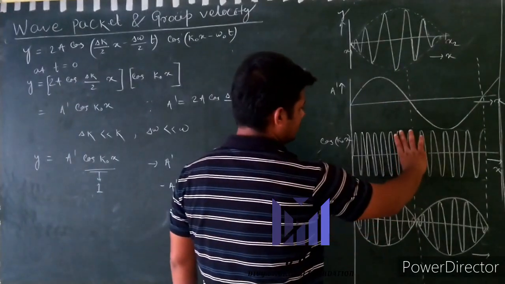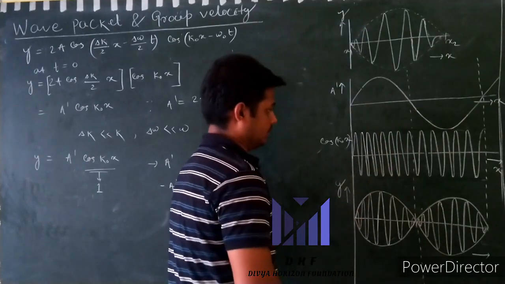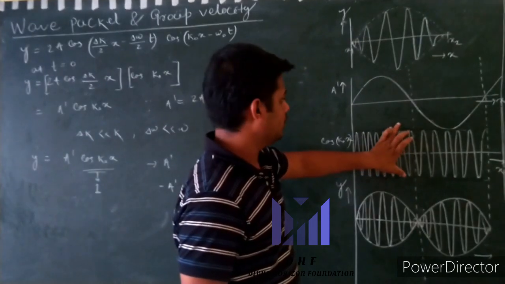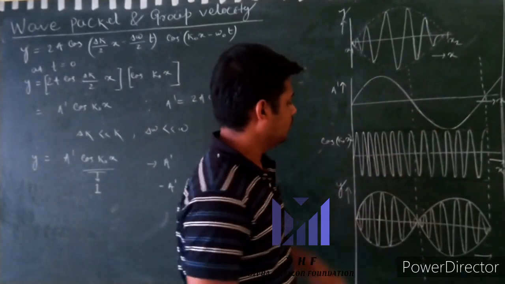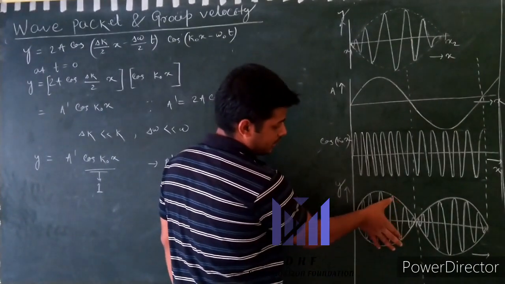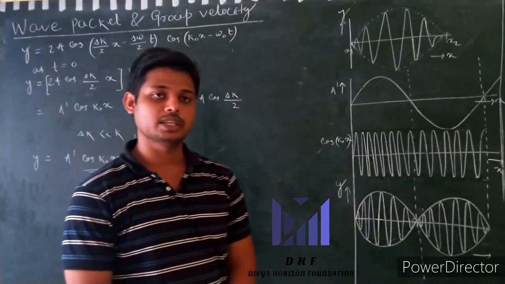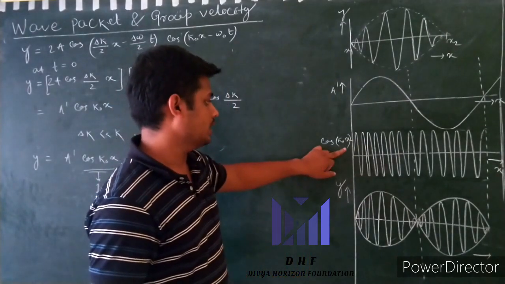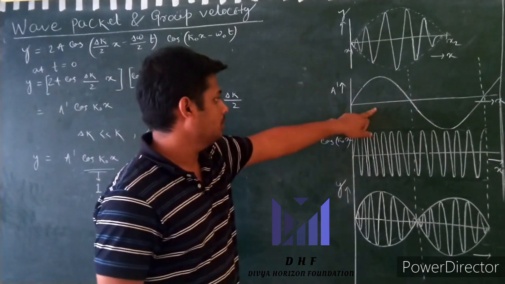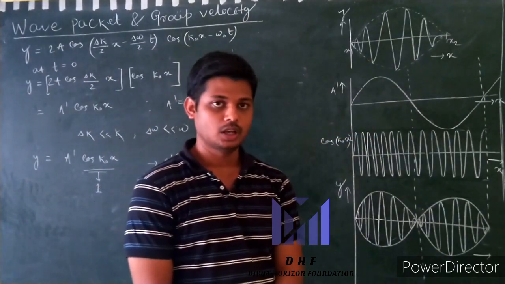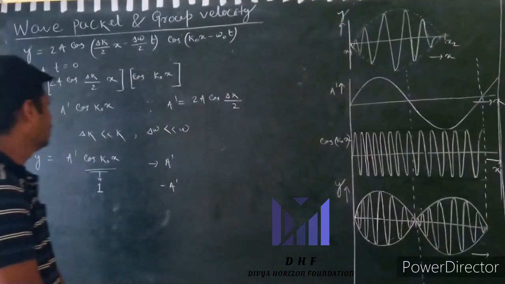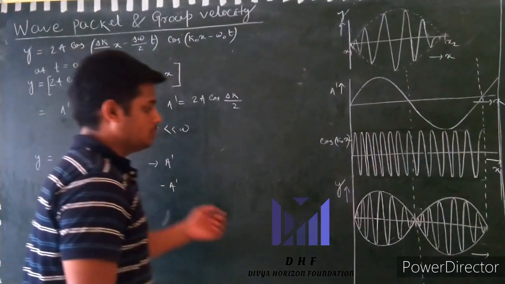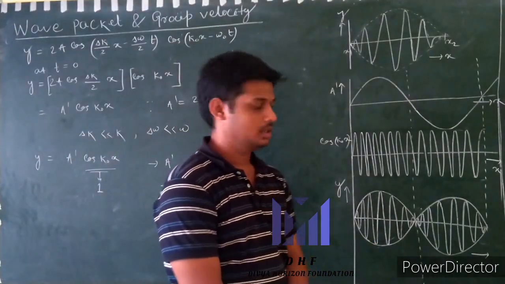Similarly, at this point, if this first waveform was absent, the amplitude at this point would be this much. But due to the presence of this first waveform, the amplitude is this much, which is less than the maximum amplitude. So we can say that the second waveform, that is given by cos kx, is guided by the first waveform given by a dash. So the velocity of the waveform given by a dash can be considered as the velocity of the wave packet.